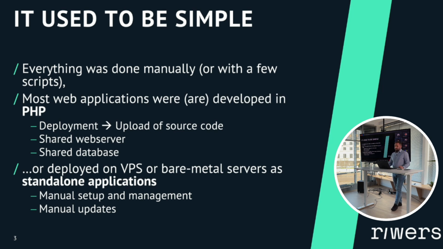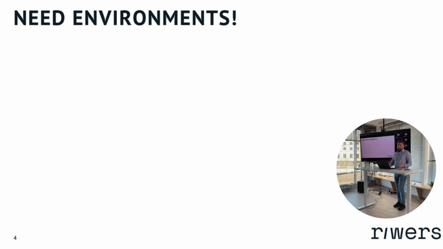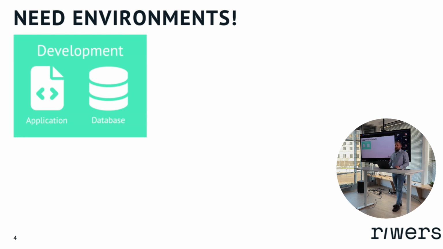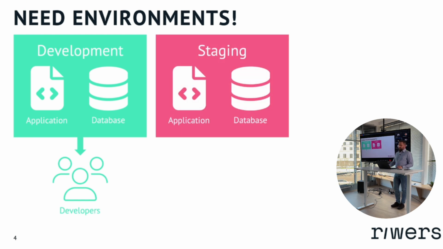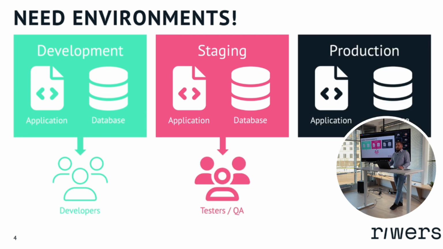And there were needs for, let's say, different environments. Now it is quite normal for every development team or every application to run multiple environments. For example, we get a development environment, which is usually consumed by developers. Then we get a staging, which is consumed by testers or QA engineers. And then we usually get a production environment, which is then consumed by the target audience.